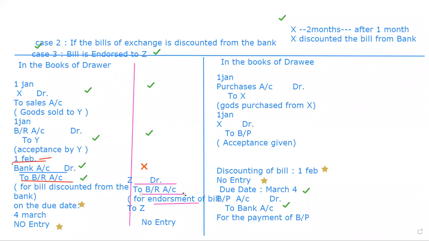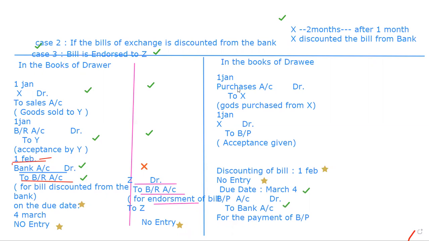And now, when the bill is endorsed to the person, at the time of due date, no entry is to be passed in the books of drawer. Now, let's go to the books of drawee.